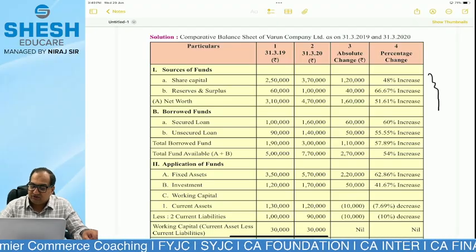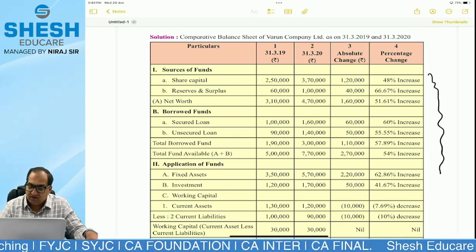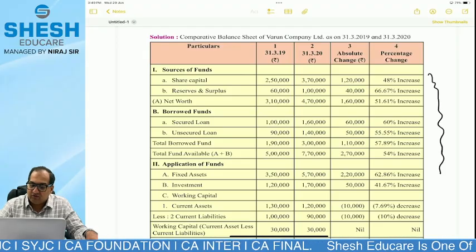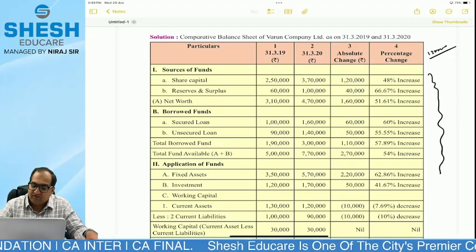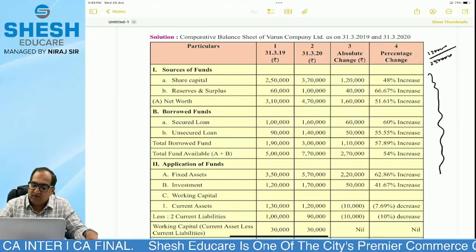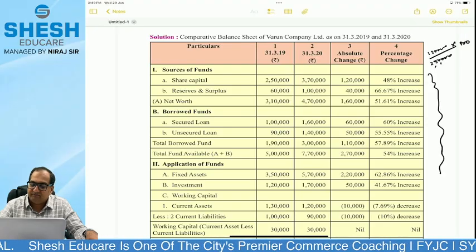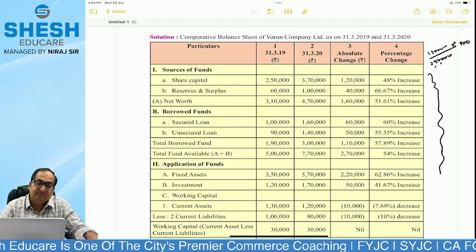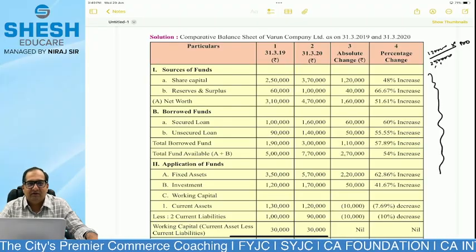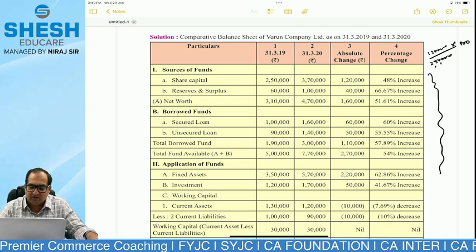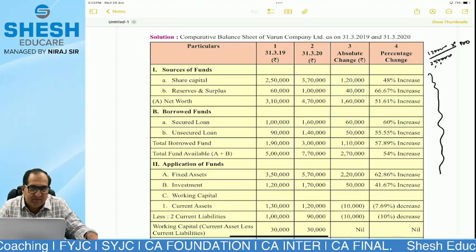Now, why I was not in favor of you attempting this in the exams as the first choice? Because this you'll have to actually do the calculation. 120 is the absolute change divided by previous year figure 250 into 100. ये आपको कैलकुलेशन हर बार करना पड़ेगा for every figure. If you use calculator, it will be done immediately. So CA foundation में तकलीफ नहीं होगी. But in SYJC we are not allowed to use the calculator, so it is not my first choice. Do you understand what I am speaking?